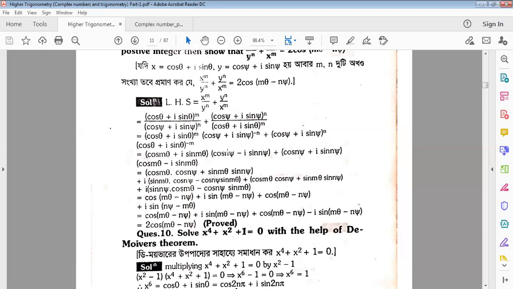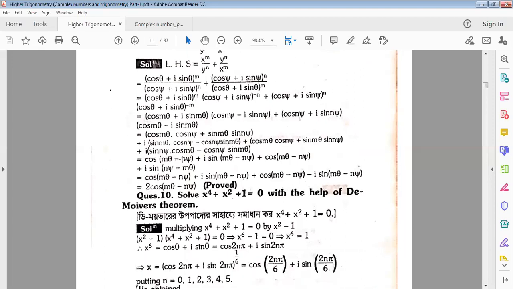Now just taking multiplication, we get cos m theta cos n psi plus i sin m theta sin n psi. Just taking multiplication, we get 8 terms. These two, and these two. How many terms? These 8. Cos m theta multiplied with this, i sin m theta multiplied with this, then cos n psi multiplied with this plus i sin n psi multiplied with this. Then we get these 8 terms.